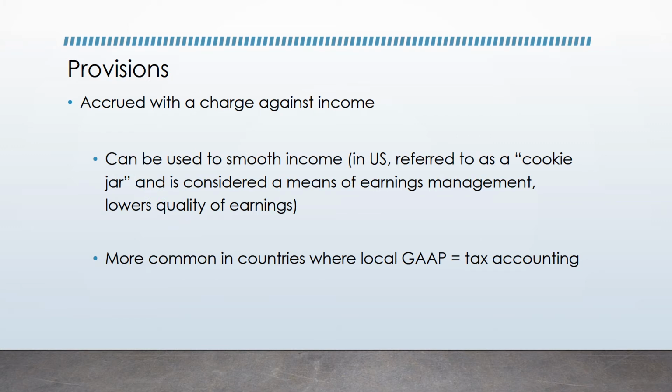So the term provisions under IFRS are going to be amounts that are accrued with a charge against income. So they can be used to smooth income. In the US, we would refer to this as an earnings management technique known as a cookie jar, but in some situations under IFRS and countries where the local GAAP equals the tax accounting, a provision is a way of managing earnings, smoothing earnings.